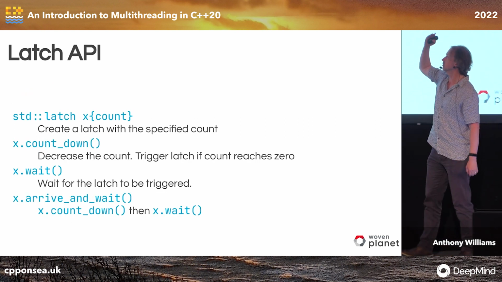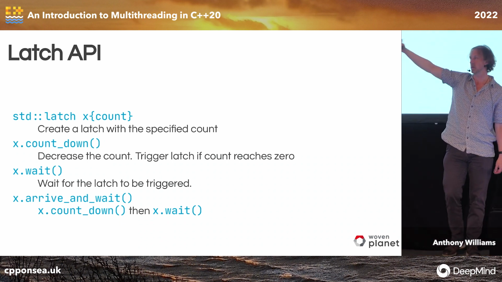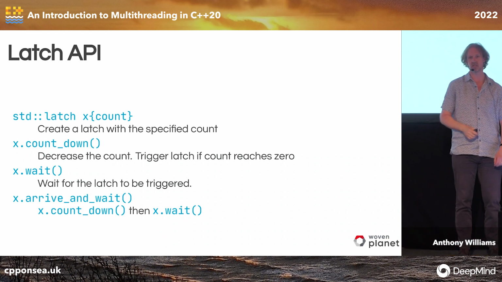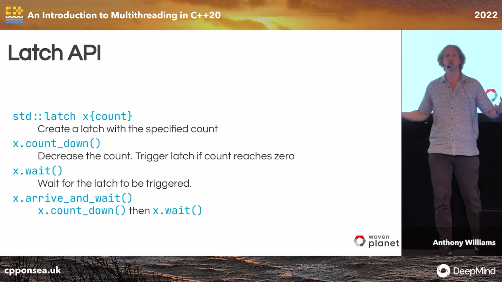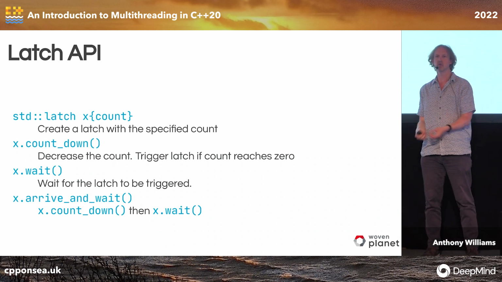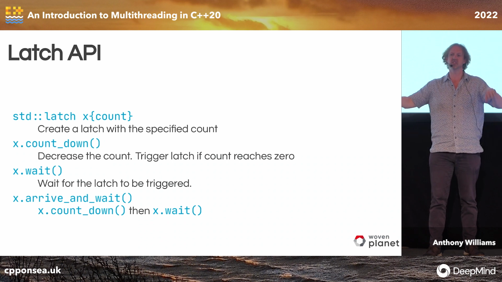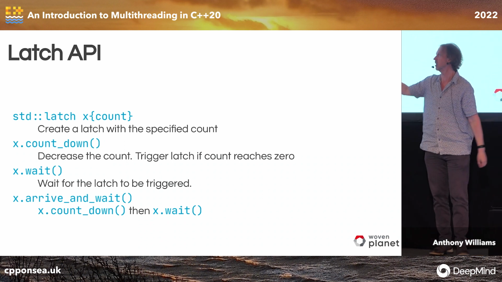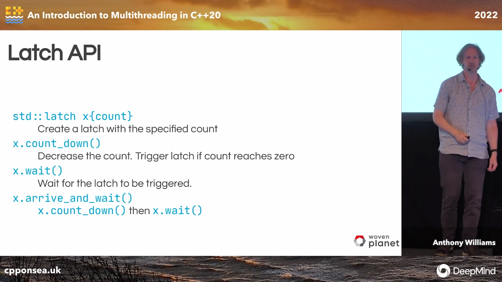So we have our API. We construct a latch with a count. We can count down. We can wait. Or you can combine the two and say, I'm going to count down and then wait for all the other threads that are calling count_down. So if you've got a bunch of threads that are working together to some aim, with a bunch of data that they're processing together, you might be waiting for them all to initialize and prepare appropriate bits of data, and then they all want to carry on with the remaining processing. So you call count_down and then call wait, or just arrive_and_wait as the combined operation.